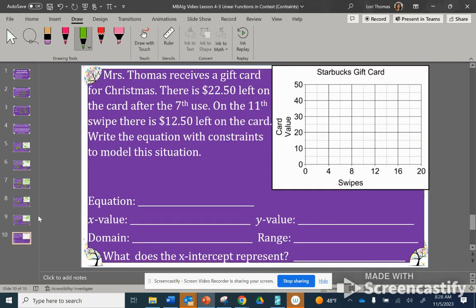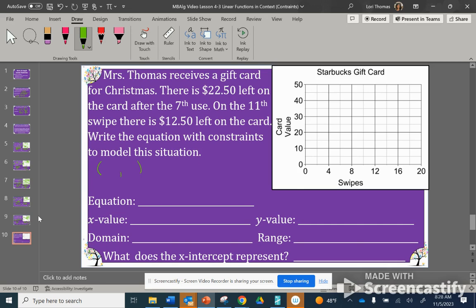Now let's take a look at our last problem for this lesson. Ms. Thomas receives a gift card for Christmas. There is $22.50 left on the card after the 7th use. On the 11th use or swipe, there's $12.50 on the card. We need to write an equation to model the Starbucks gift card. So we have 2 data points.